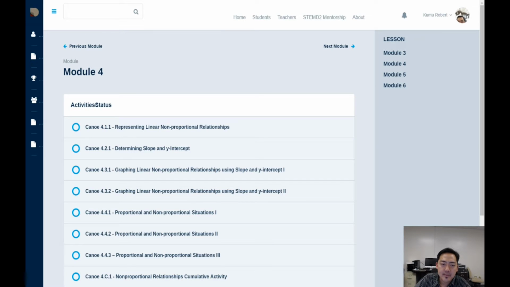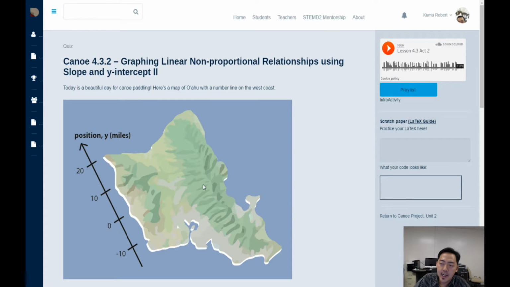Aloha, welcome back. The next activity we'll be looking at is Canoe 4.3.2. This is the second activity that corresponds with Lesson 4.3 in the Go Math book. In this activity, we'll be graphing 4 line equations, and then we will interpret the lines, and then we will interpret their points of intersection.